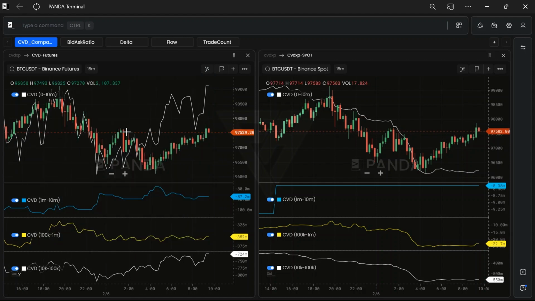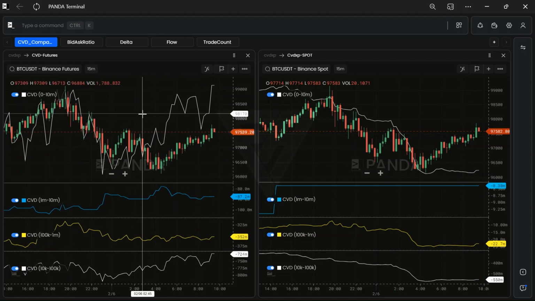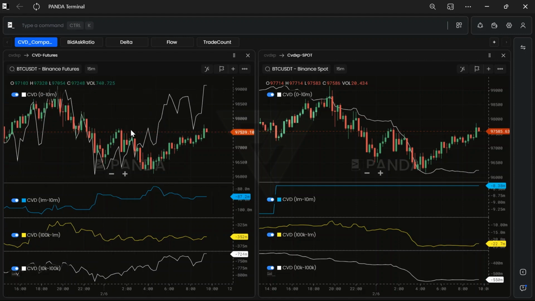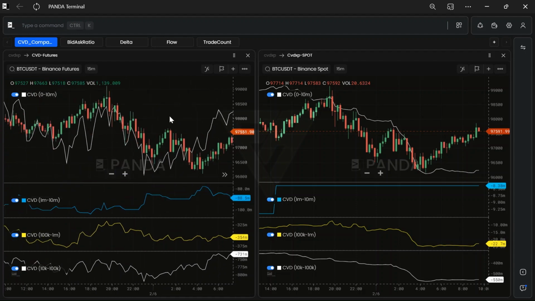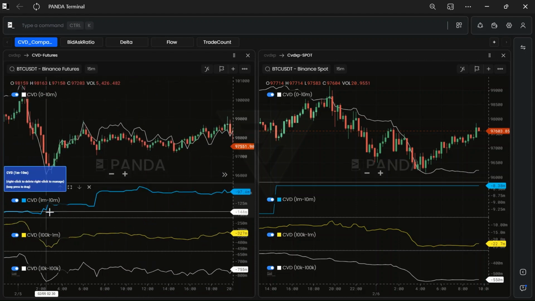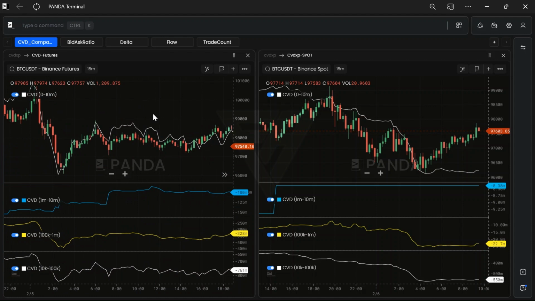Let's talk about this dashboard. This is related to CVDs. On the left we have the futures chart and its CVDs, and on the right we have the spot chart and its CVDs. In blue we have the most important CVD. It's whales, 1 million plus trades, and as you can see, price usually follows these orders. So you should analyze what these big players are doing and follow them.